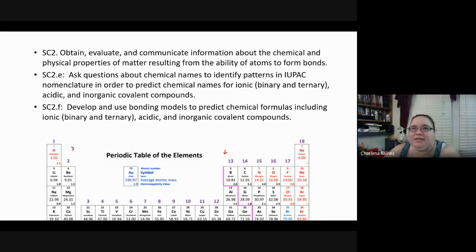Hello, chemistry students. Today we are continuing our lessons on nomenclature. Specifically, we are looking at elements E and F, where we are writing the formulas and the names for ionic compounds. Type 1 ionic compounds are what we are working with today.